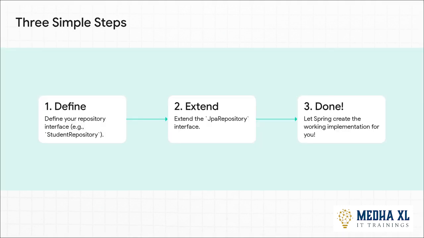So the whole process is unbelievably simple. First, you define your own interface, like StudentRepository. Second, you make it extend JpaRepository, and you tell it your entity and its ID type. And third, well, there is no third step. That's it. Spring just goes and creates a fully implemented bean for you with all the methods you'd expect. Save, findById, delete, find all of it.